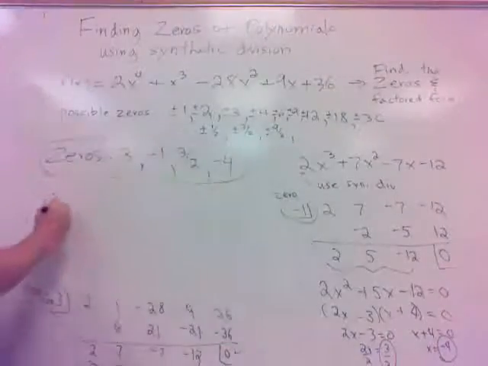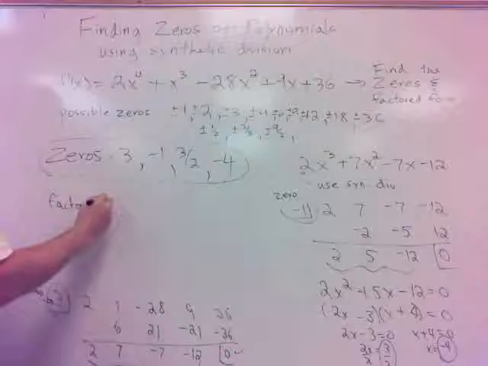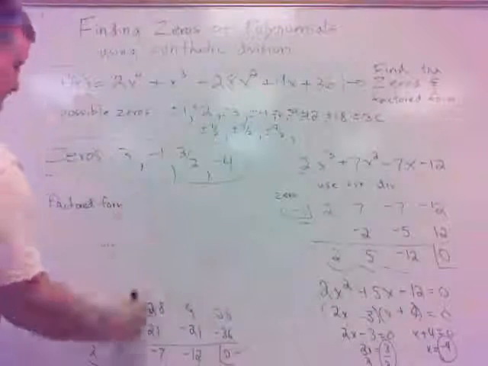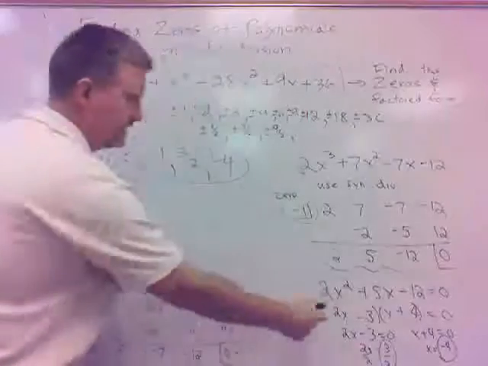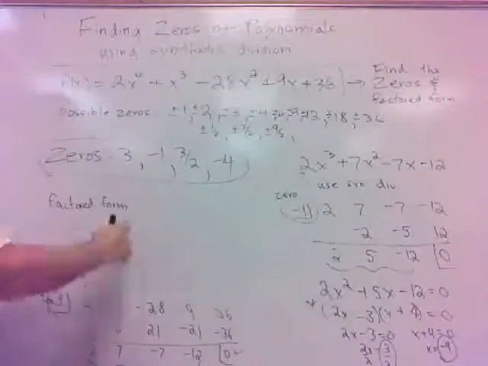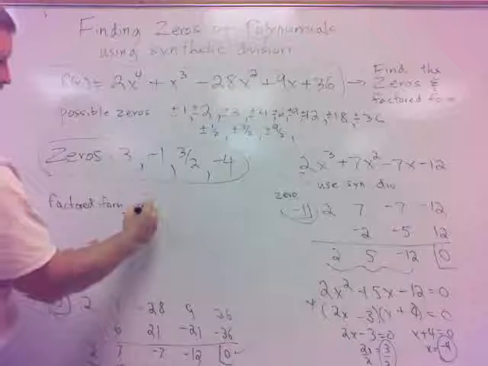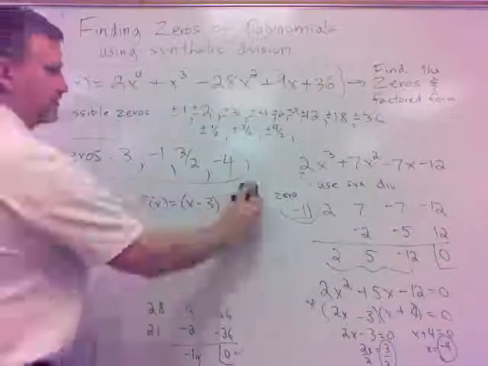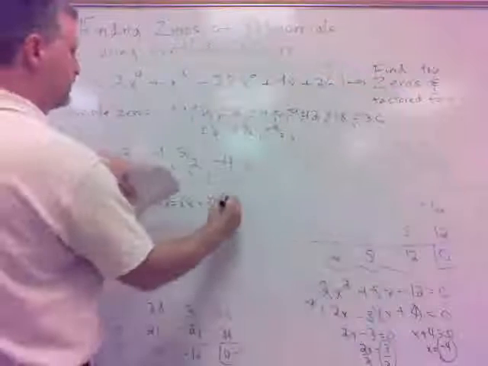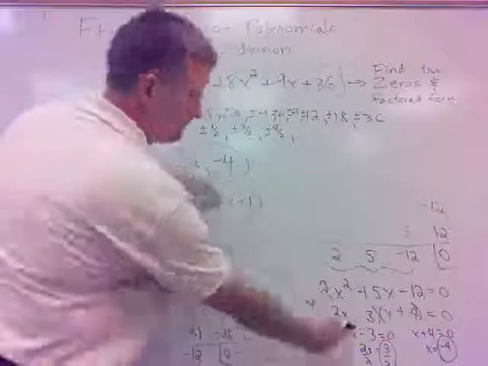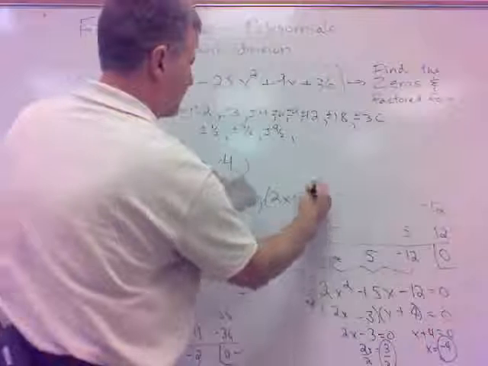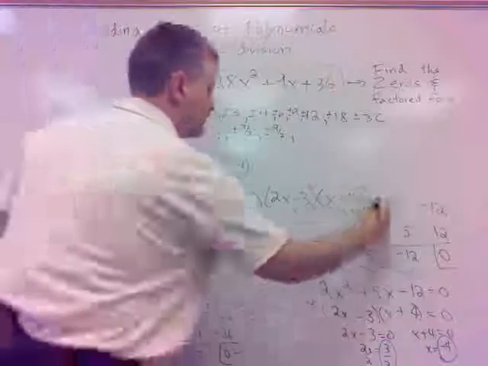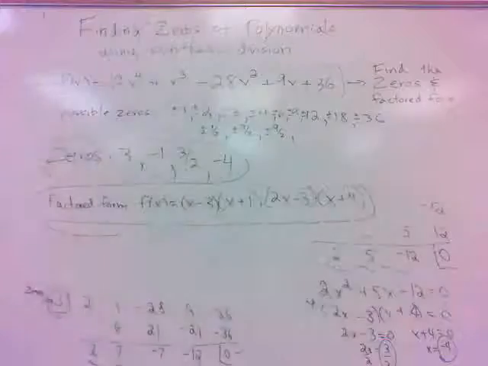What's my factored form of this polynomial here? Well, here's 2 of them. The other two come from this. So f of x equals x minus 3, x plus 1, and then the other 2 came from that: 2x minus 3 and x plus 4. Sorry. Question or any concern?